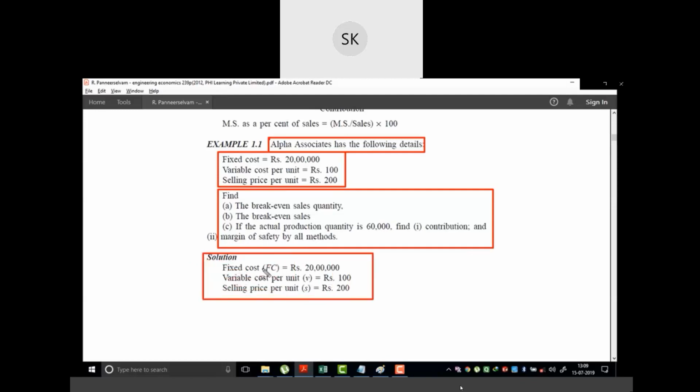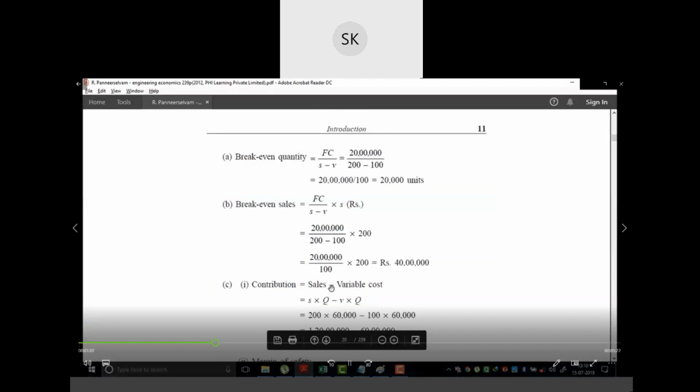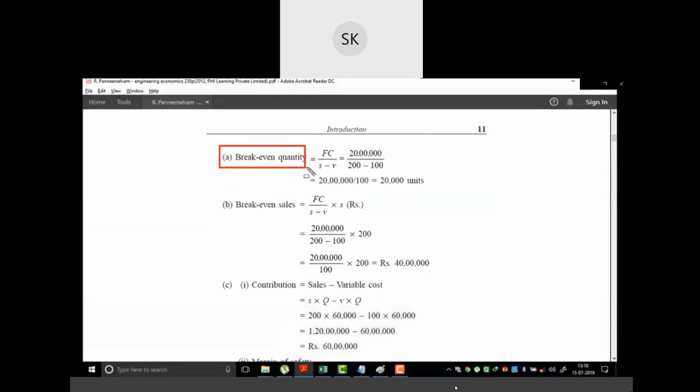So the data given in the question is the fixed cost. Fixed cost is equal to 20 lakh rupees. Variable cost per unit, that is small v, is rupees 100, and the selling price, small s, is rupees 200. Okay, so first let us find out the break-even quantity.